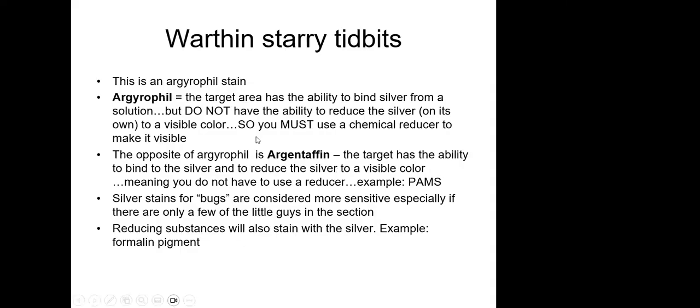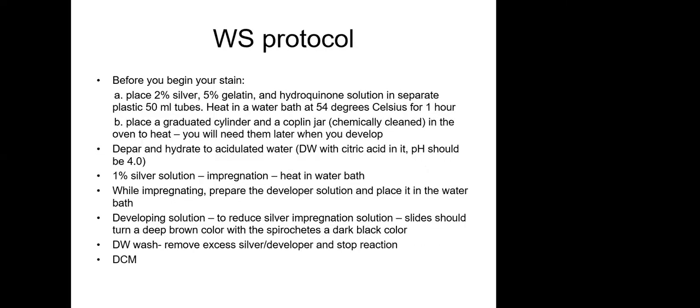So if you run your Warthin Starry, and your pigments have shown up, and they look black like silver, like a silver impregnation would, don't worry, just look past it, to go look for those spirochetes.